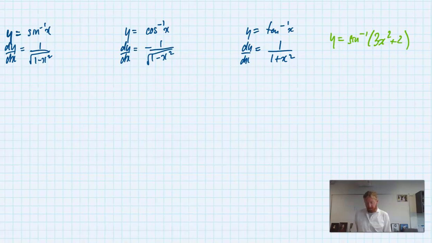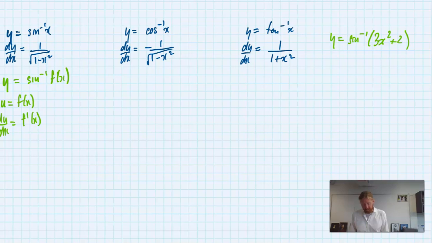Let's say y equals sine inverse f of x. Okay, this is a bit repetitive at this point, but I'm going to put that u in. I say, well, u equals f of x. That means du dx equals f dash x. Also know that if that's u, then y equals sine inverse u. I can say now that dy du equals 1 on the square root of 1 minus u squared.